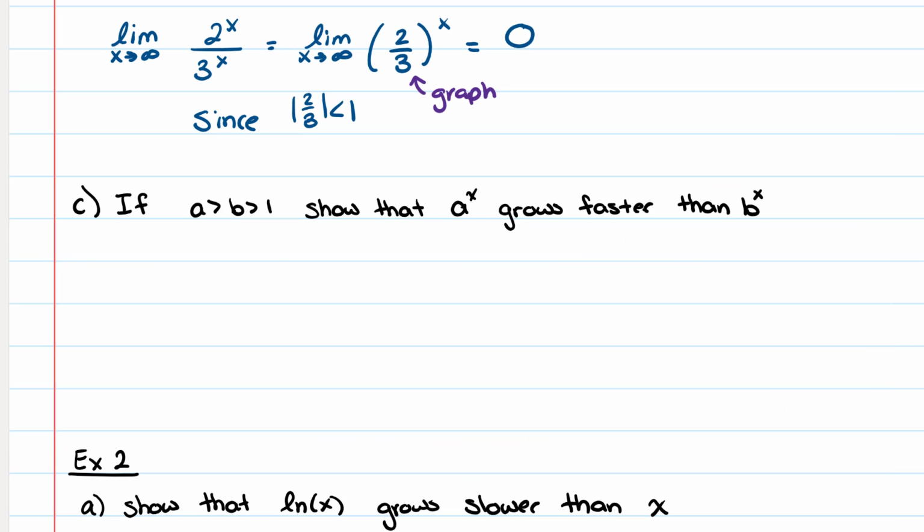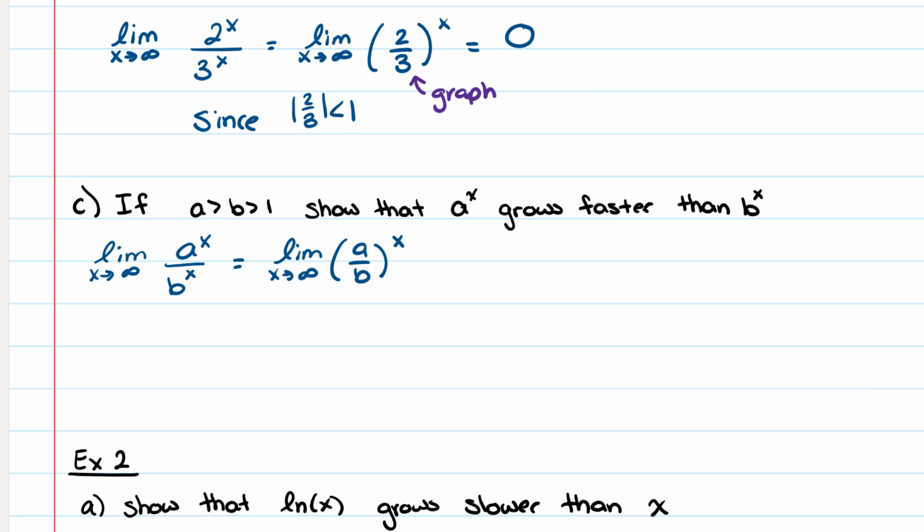For part C, I want to show that if a is larger than b, which they're both bigger than 1, a to the x grows faster than b to the x. So what we're going to do is we're going to go ahead and take our limit as x approaches infinity of a to the x divided by b to the x, because I want to show a grows faster. So this is the limit as x approaches infinity of a divided by b to the x power.